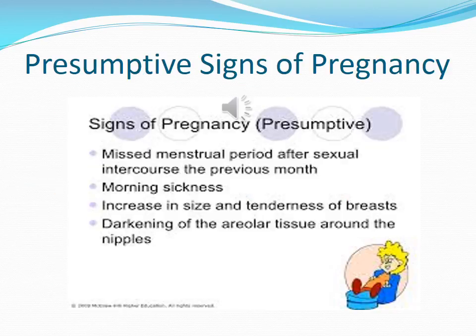These are some presumptive signs of pregnancy I've added. Missed menstrual period after sexual intercourse the previous month, morning sickness, increase in size and tenderness of the breasts, and the darkening of the areola tissue around the nipples. These are all presumptive signs of pregnancy. Remember what presumptive means.